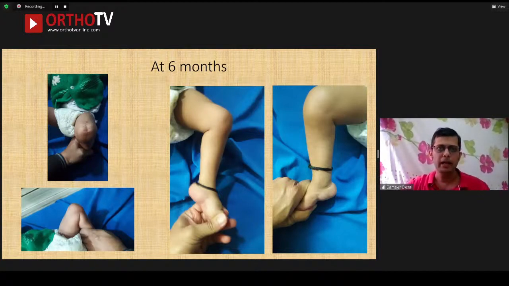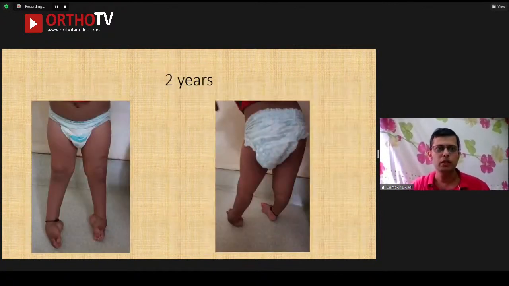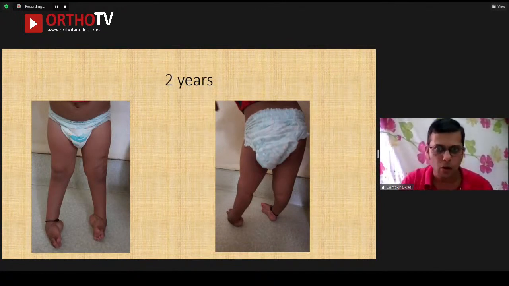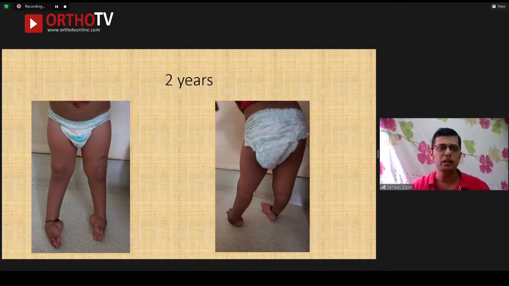The parents were counseled for repeat Ponseti method, but they did not come back, and then they came back after approximately 1.5 years, when the child was 2 years old. And this was the position of the child. Knee flexion was still good, but you can see that all the deformities in this child had recurred. Again, we counseled them for Ponseti method.